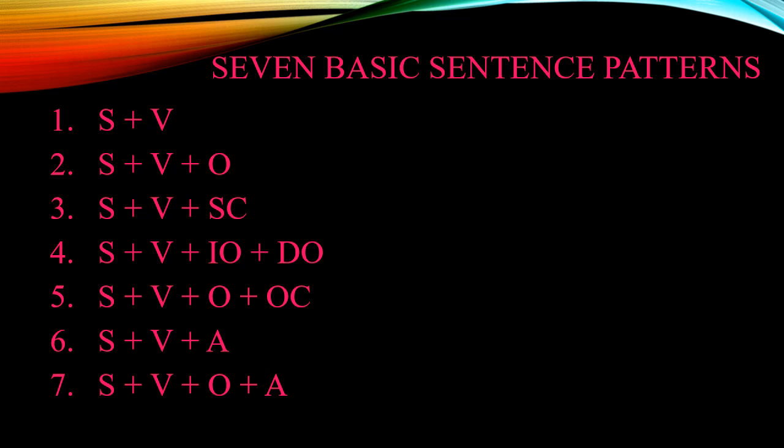Then we have the seventh basic pattern, that is S plus V plus O plus A. That is, in this sentence you have the object which is followed by the adverbial, that is A. For example, he left the clothes in the box. He left the clothes in the box.